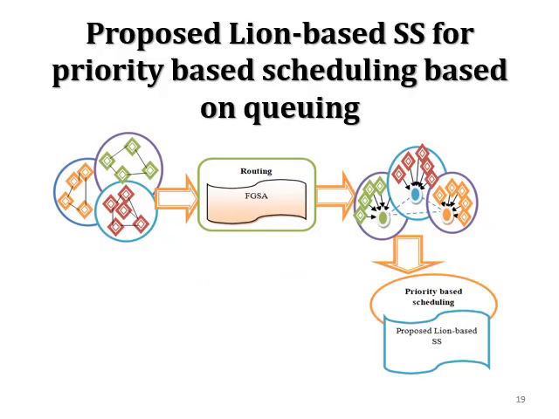And in our proposed line SS priority-based scheduling, first the cluster of nodes is processed for the routing process. Routing is done using FGSA. FGSA is a fractional gravitational search algorithm. After processing the routing, next priority-based scheduling is done. Priority-based scheduling is done using the proposed line SS system.